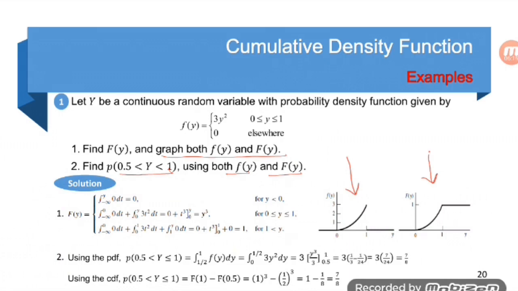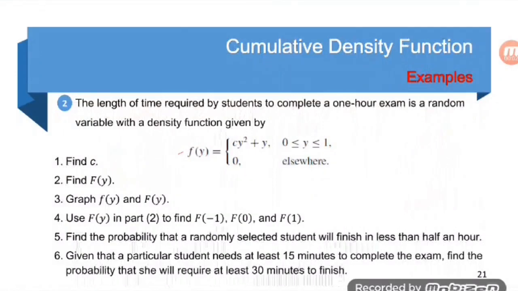Now move to the next exercise, or the next example. The length of time required by a student to complete a 1-hour exam is a random variable with a density function given by this form. This form represents a PDF, and we need to find the value C.